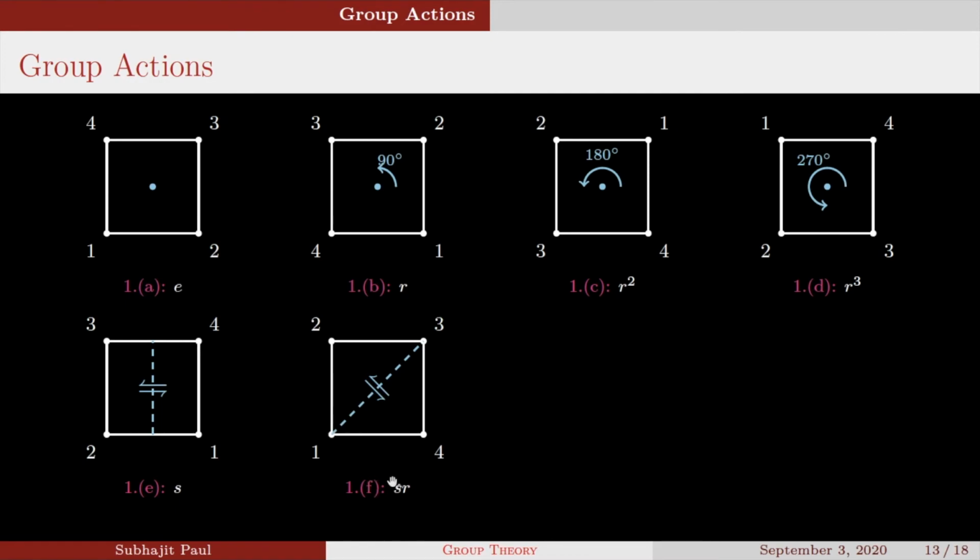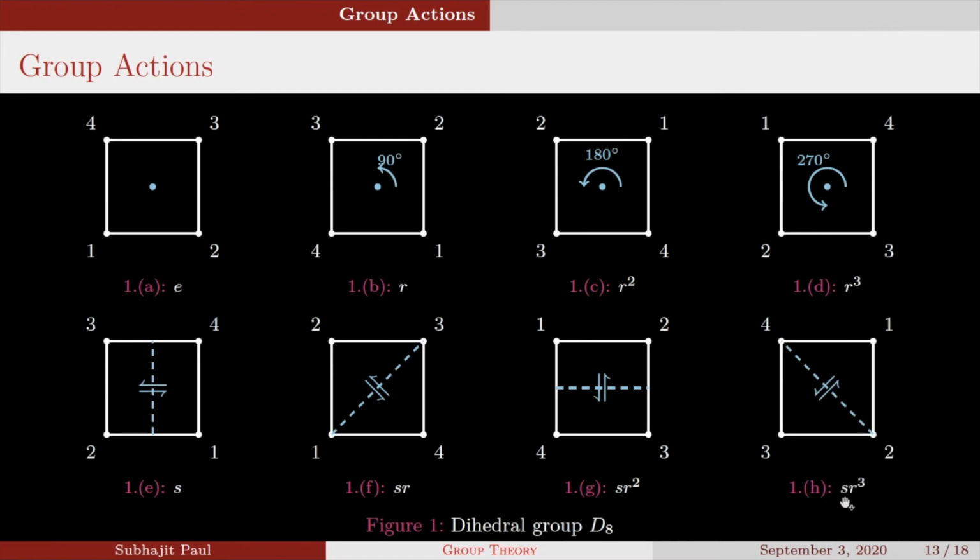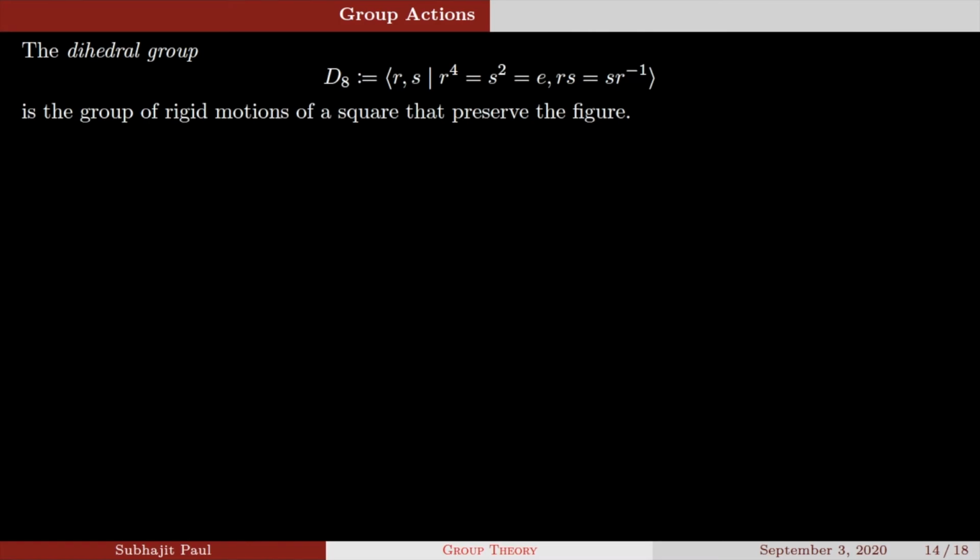If you rotate it once by 90 degrees counterclockwise and then apply this vertical reflection, you get the reflection about the 1 3 diagonal. If you apply the reflection after a 180 degree rotation, you get the reflection about the horizontal axis. And lastly, after r cube, if you apply S, you will get the reflection about the 2 4 diagonal.